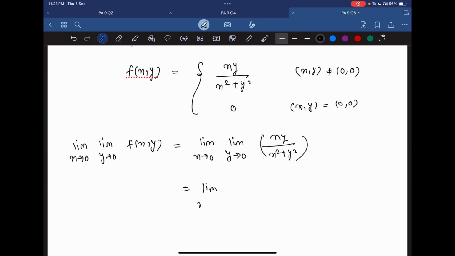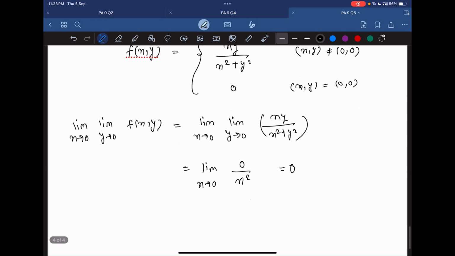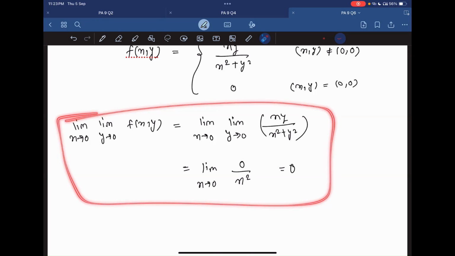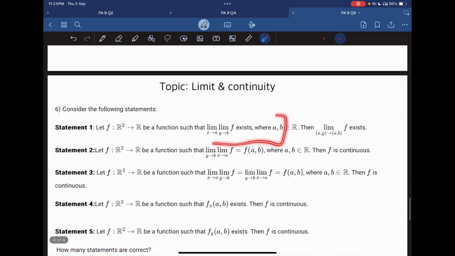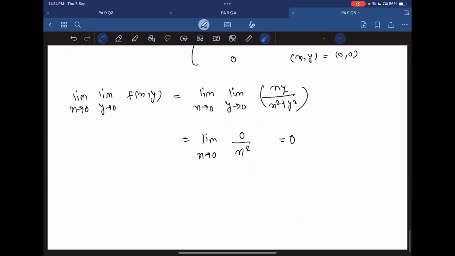This is the same as the limit as x tends to 0. Now first we will solve the inner part, and here we can directly put the value of y to be 0. So we will get 0 by x square, and that is 0. So this limit exists. Now our first statement is: if this limit exists, then the limit as (x, y) tends to (a, b) exists. That is, the limit as (x, y) tends to the origin for the function f of x comma y exists. This we need to check.